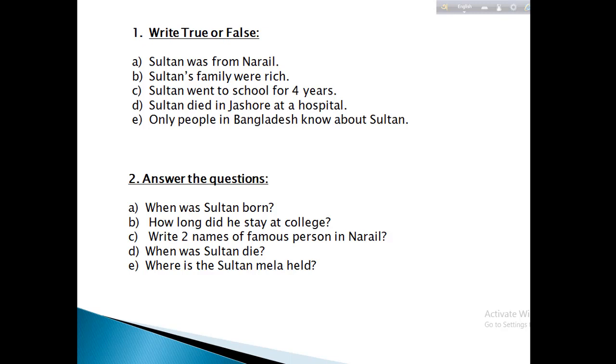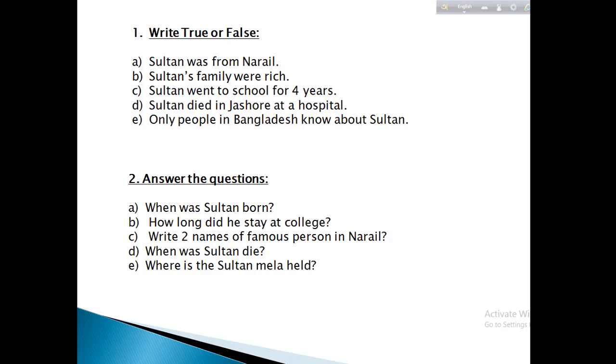Write true or false. A. Sultan was from Norail. Exactly. We read this passage. Sultan was from Norail. So, it is true.